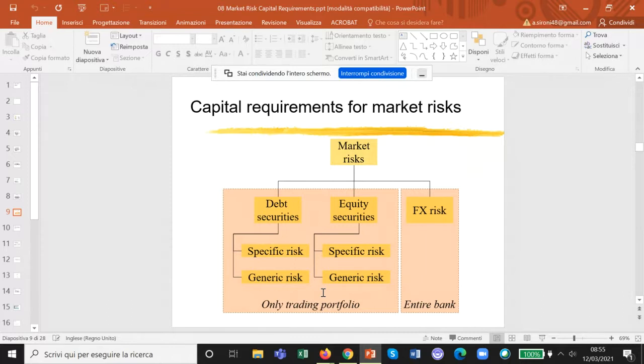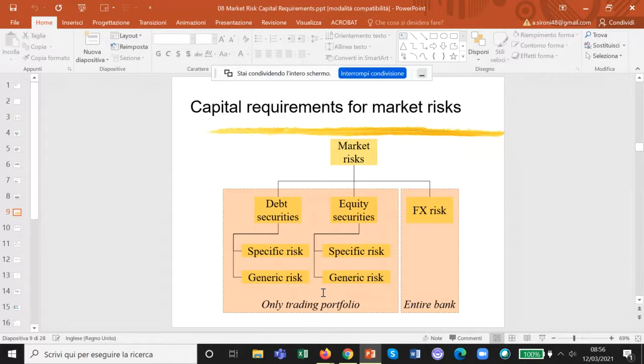Now, if you look at the trading book, for example, equity positions, you know what is specific risk and generic risk. Basically, generic risk is systematic risk, i.e. the risk that the entire market goes down, while specific risk is the risk the individual security actually loses value, okay? In the case of debt securities, so in the fixed income world, specific risk and generic risk.